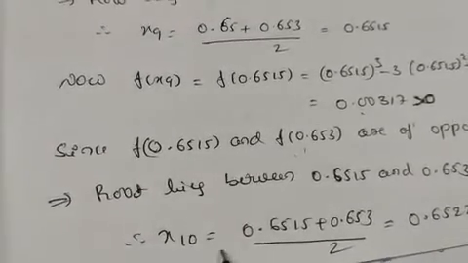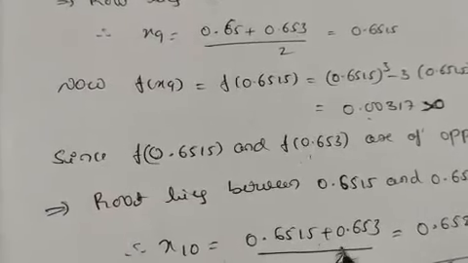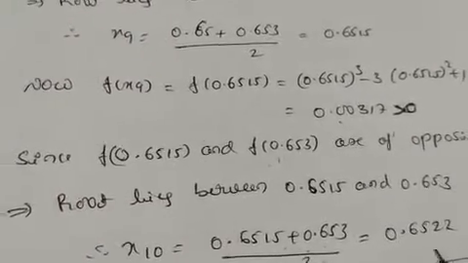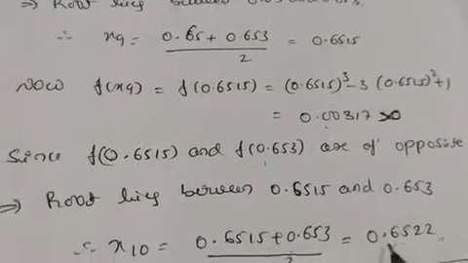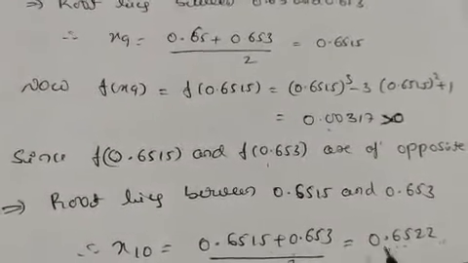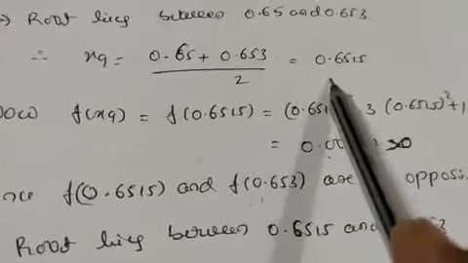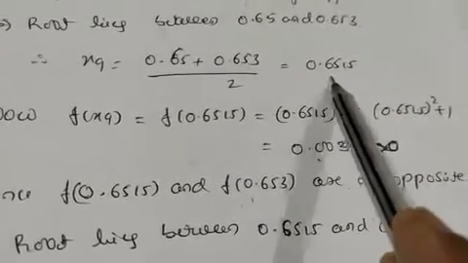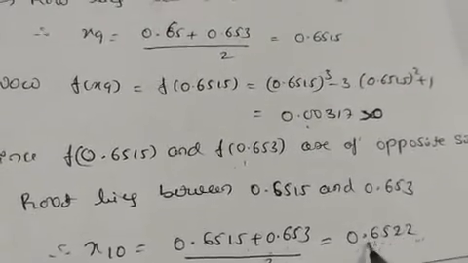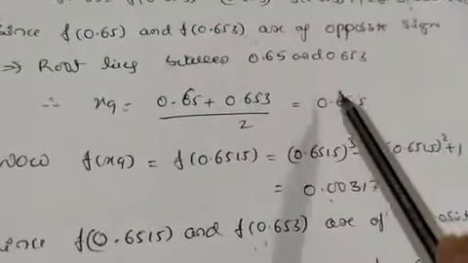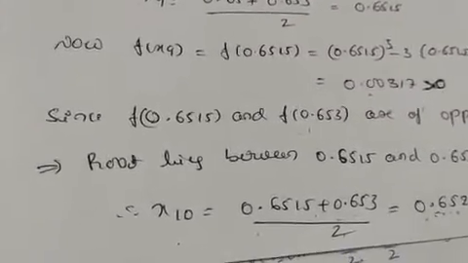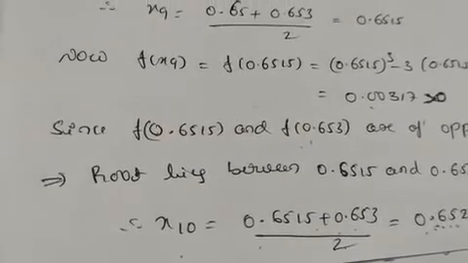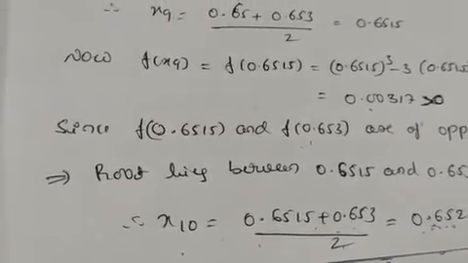Take x10 equals 0.6515 plus 0.653 divided by 2, which equals 0.6522. Here you will observe x10 is 0.6522 and x9 is 0.6515. The values are similar up to 2 decimal places, 0.65 and 0.65, and we want a better approximation up to 3 decimal places. So we continue this process.